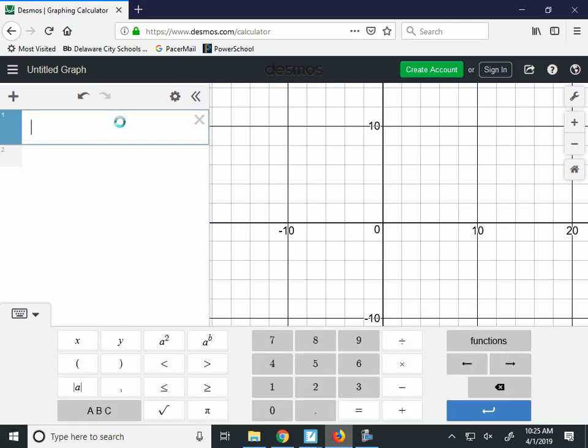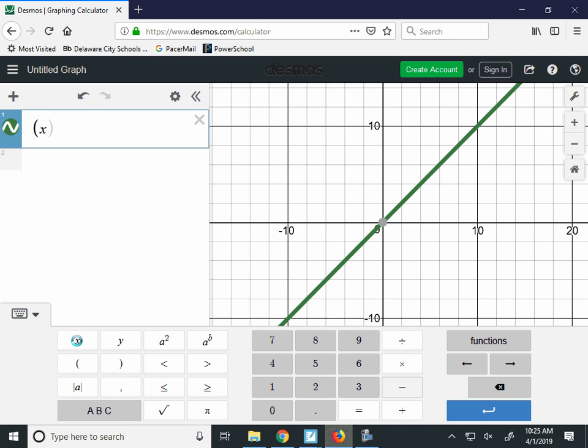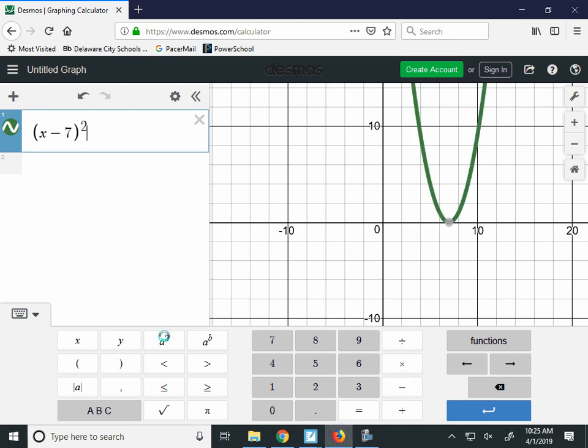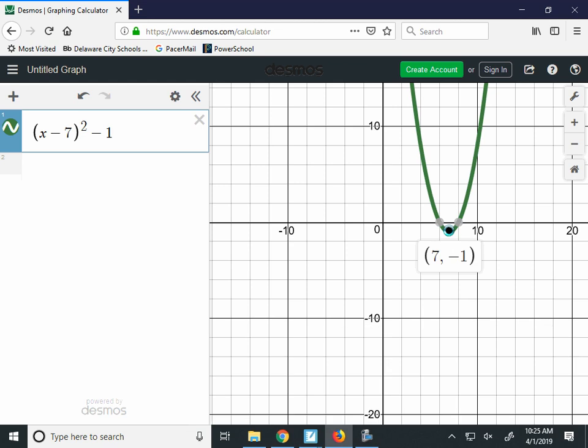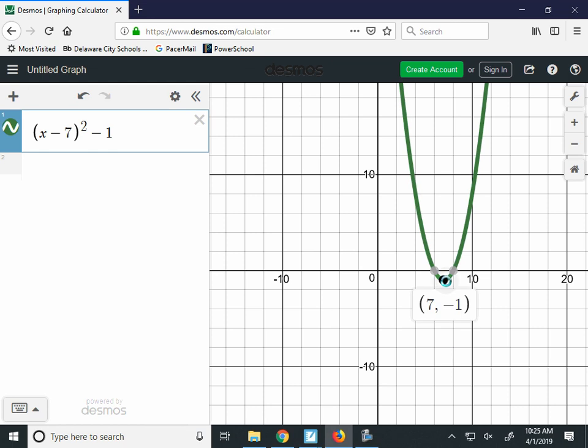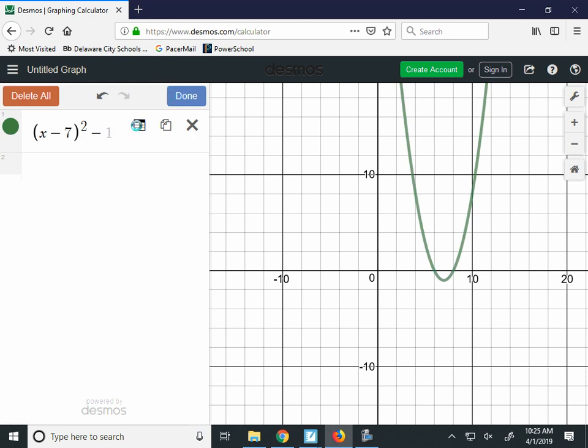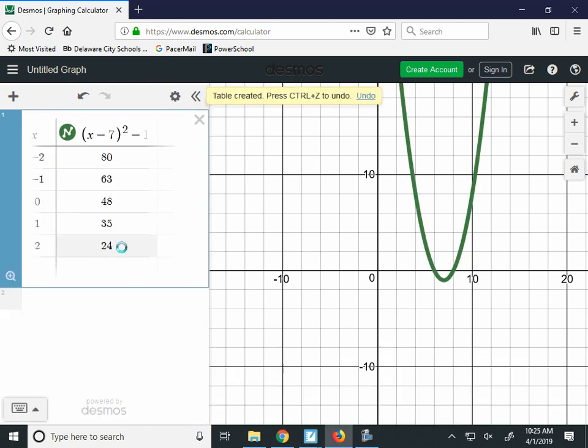So let's take a second now, and let's type this new function into Desmos. You can double check your work. You should see the vertex is at (7, -1). That's what we said. We also found that this is a minimum, which is true. It's the lowest point on our graph. I want you to make a table now and find what values are going to work.